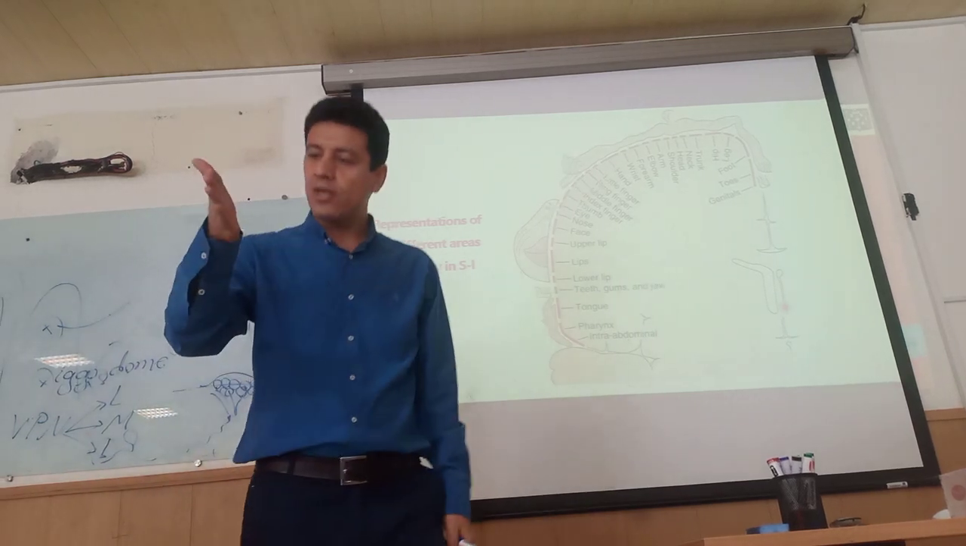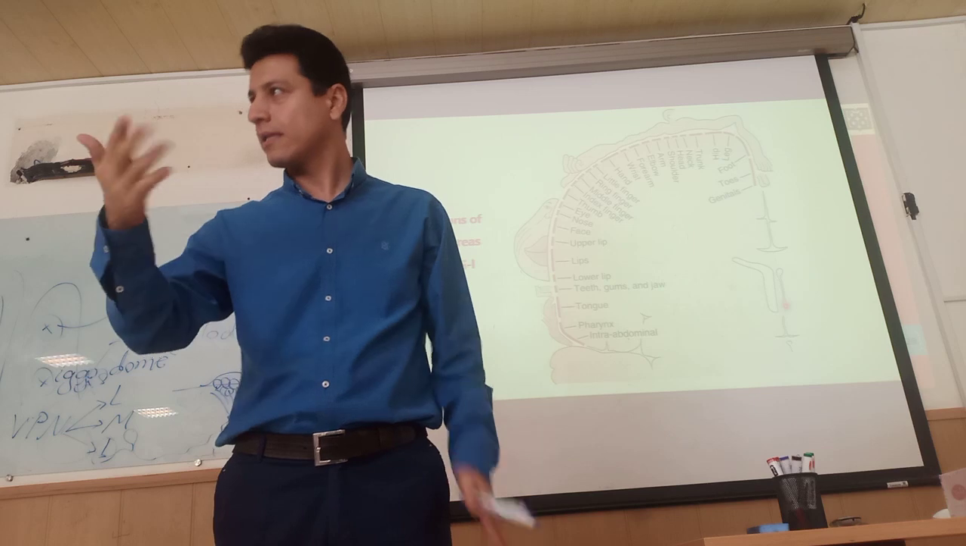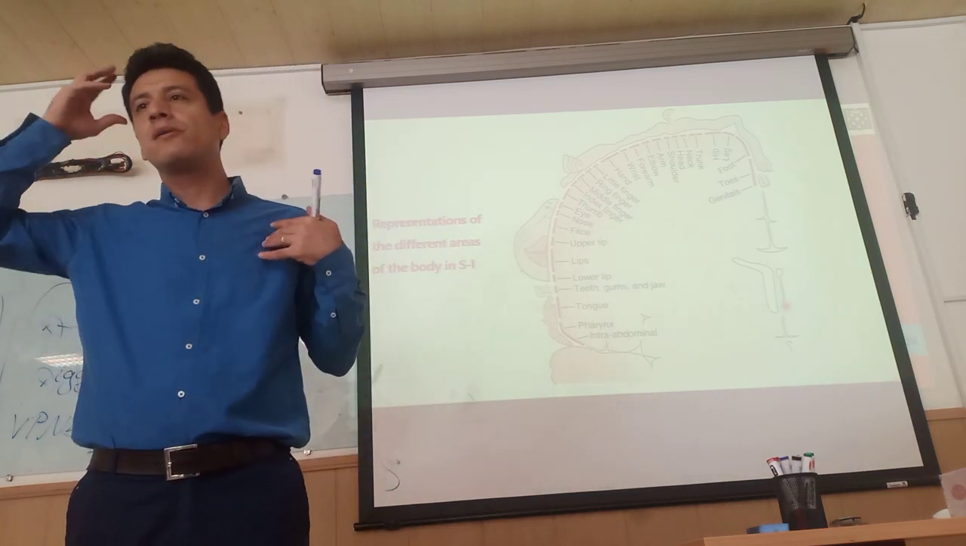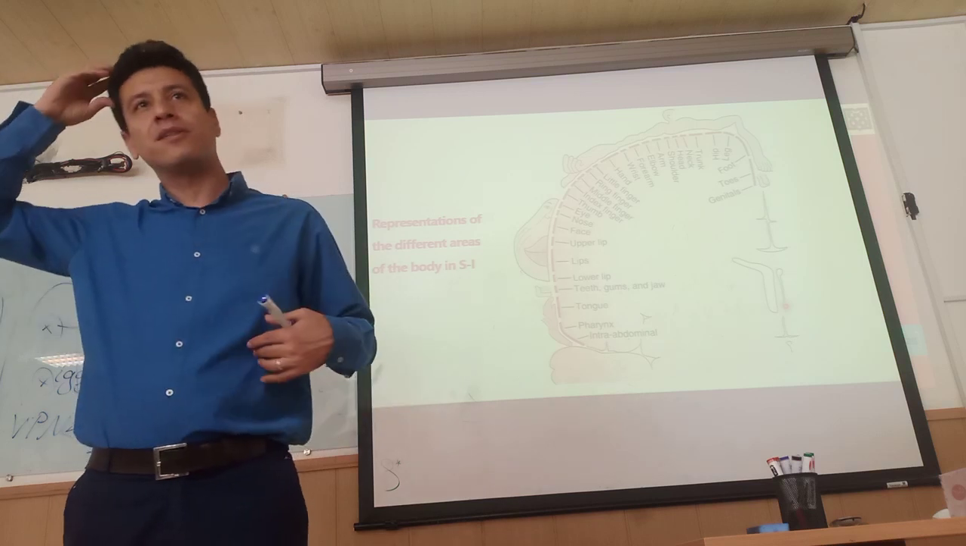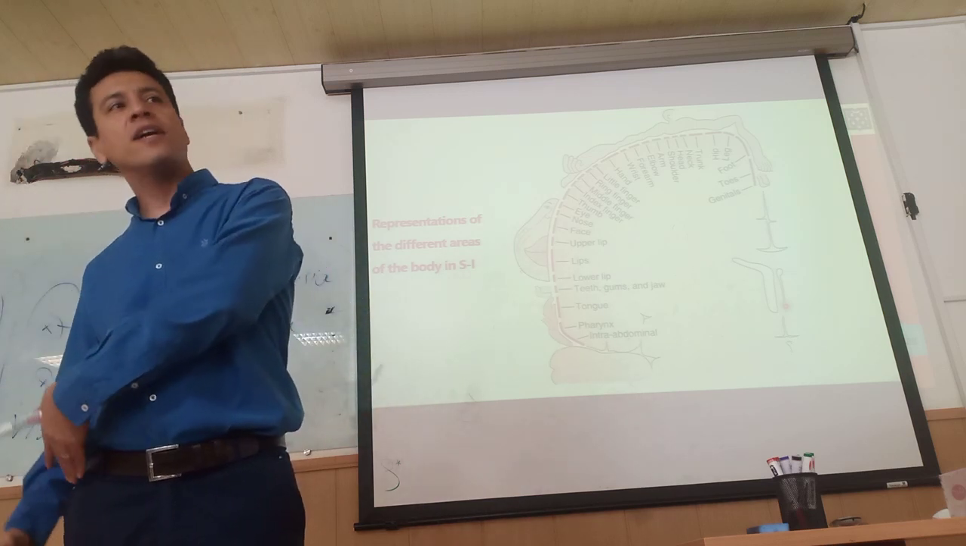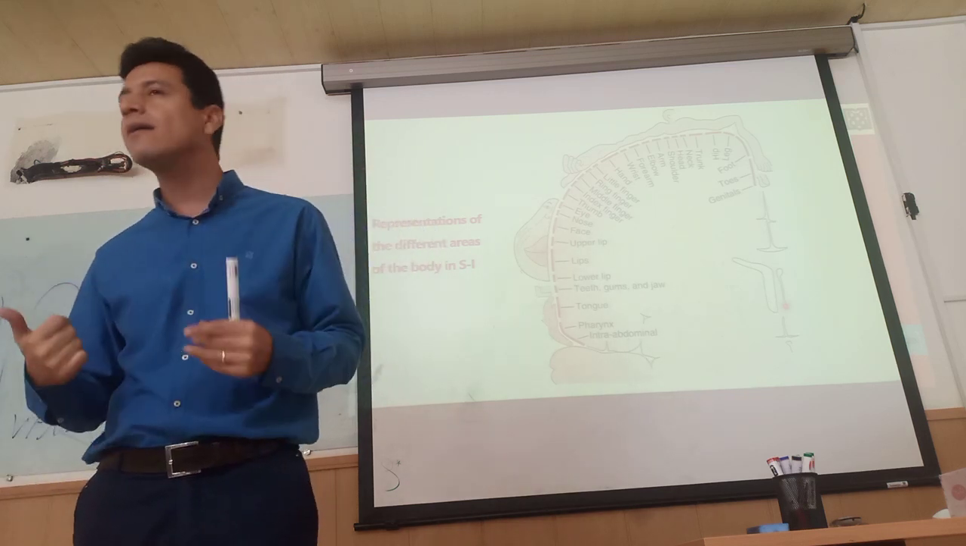And each hemisphere has sensations from the opposite side. Sensation from the left side of the body happens in the right brain, and sensation from the right half of the body happens in the left hemisphere. Why?